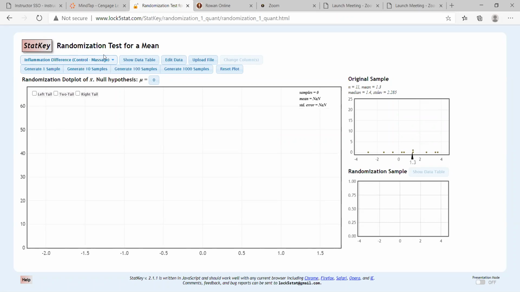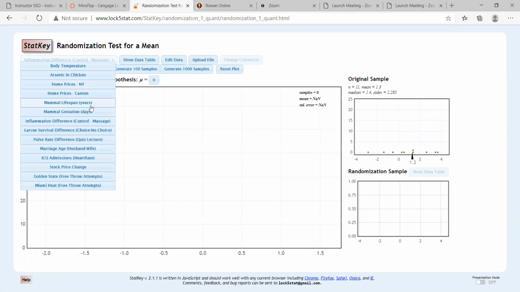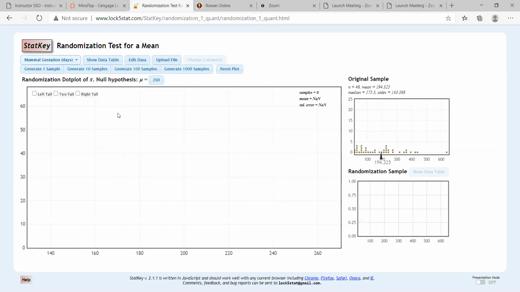Information difference. This might be a little confusing. Let me actually give you another one here. Let's do mammal gestation days. Okay. So these are 40 mammals. I don't know where they got them from, a random sample of 40 mammals with the number of days of gestation. Different mammals have different gestation periods, right?